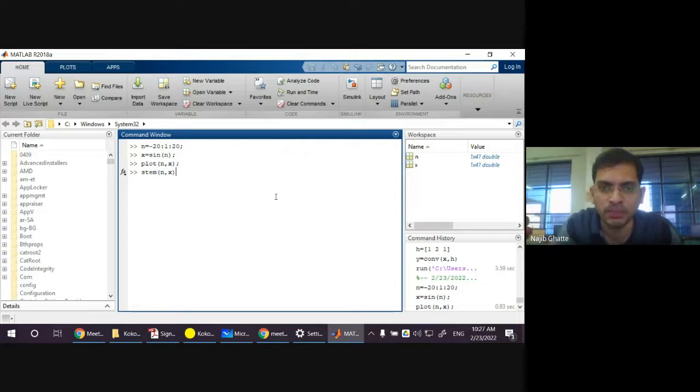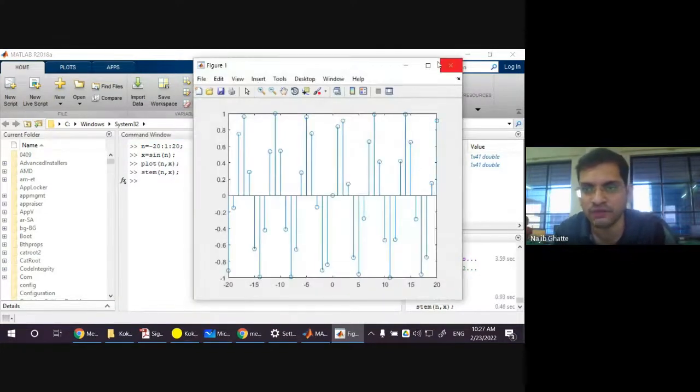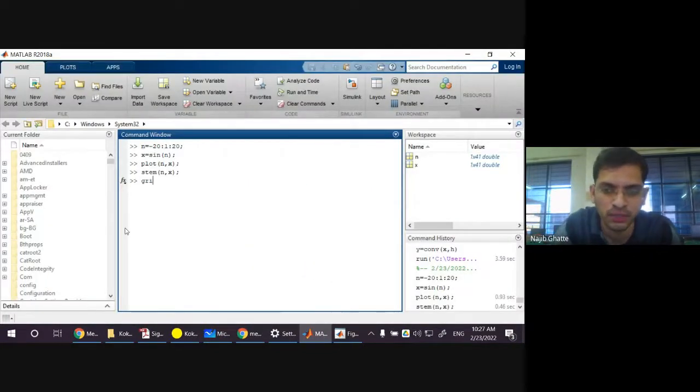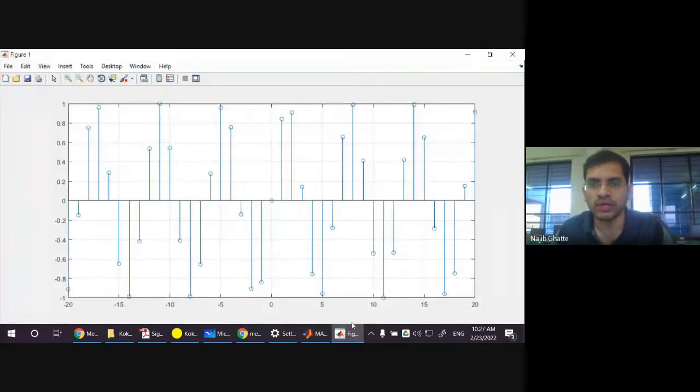Yes, this plot has to be replaced by stem. And when I try to plot this, I get this kind of signal in front of me. This is a sinusoidal function. You want a grid as well? You can put the grid here. I want grid, so you can put grid on. This is how the signal will look like. Is it clear to you, sir? Any question on this part?